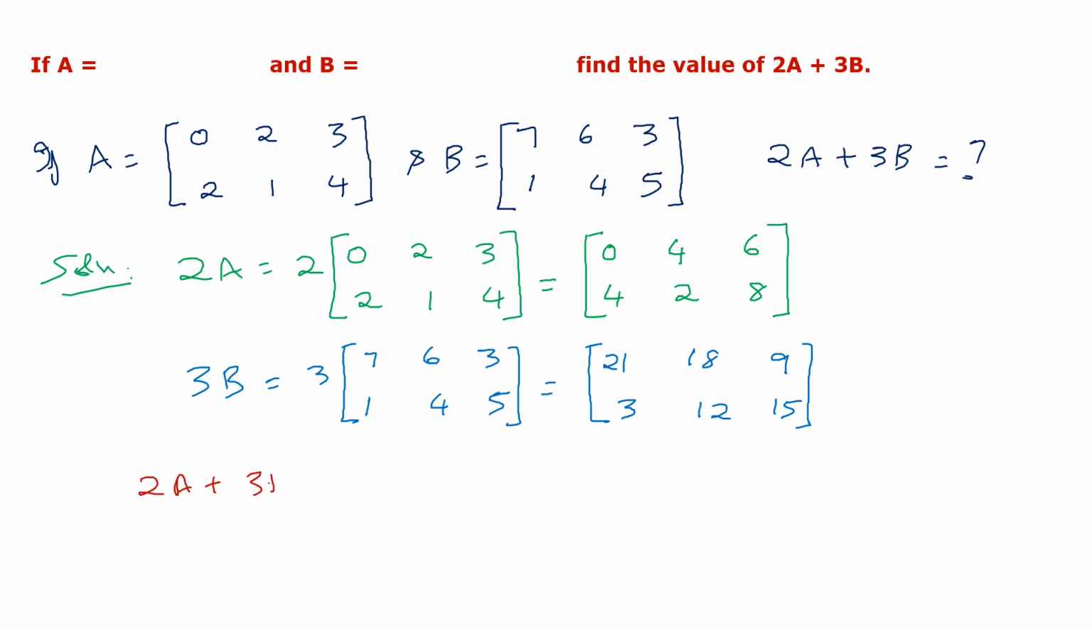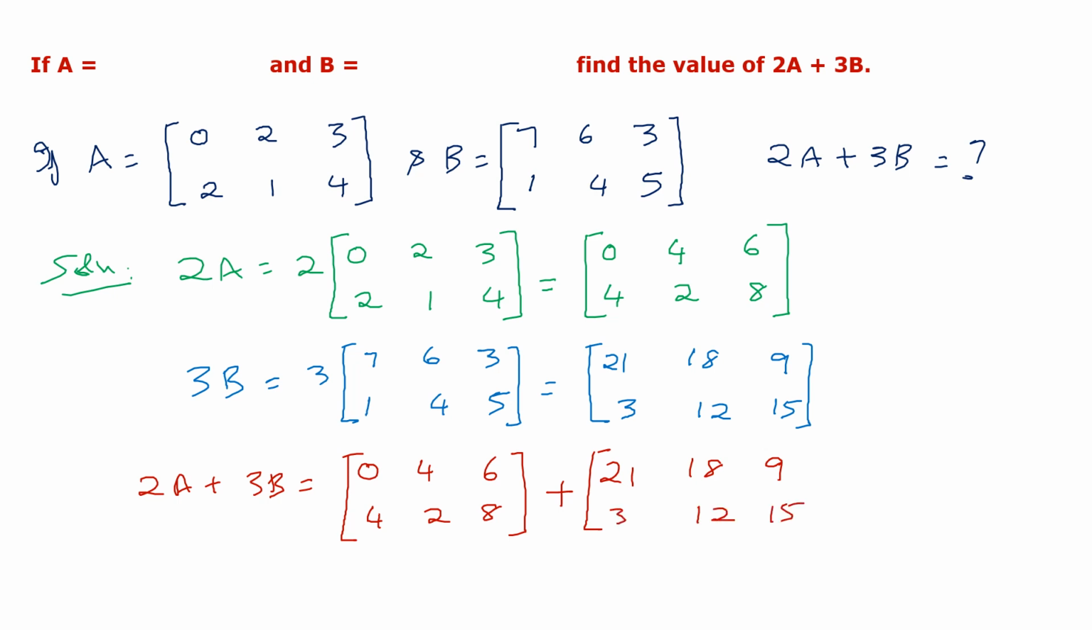Now what we are asked to calculate is 2A plus 3B. So we have to just add this. What is 2A? 2A is 0, 4, 6, 4, 2, 8. So this plus 3B. 3B is 21, 18, 9, 3, 12, 15. When you add this, it is a direct addition as we did earlier. So 0 plus 21 is 21, 4 plus 18 is 22, 6 plus 9 is 15. Then 4 plus 3 is 7, 2 plus 12 is 14, 8 plus 15 is 23. So this is the answer.